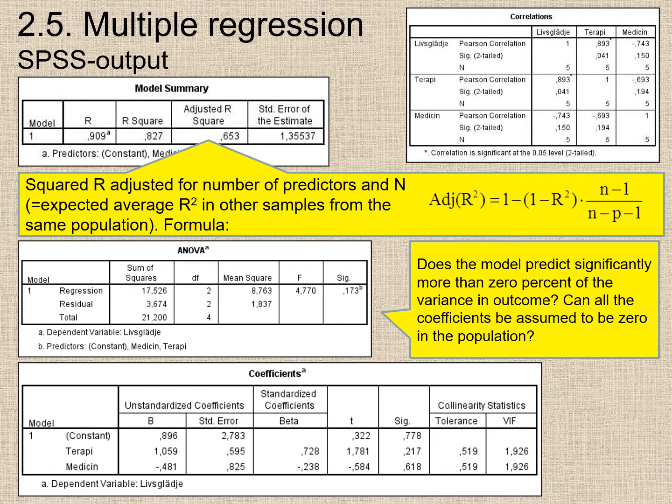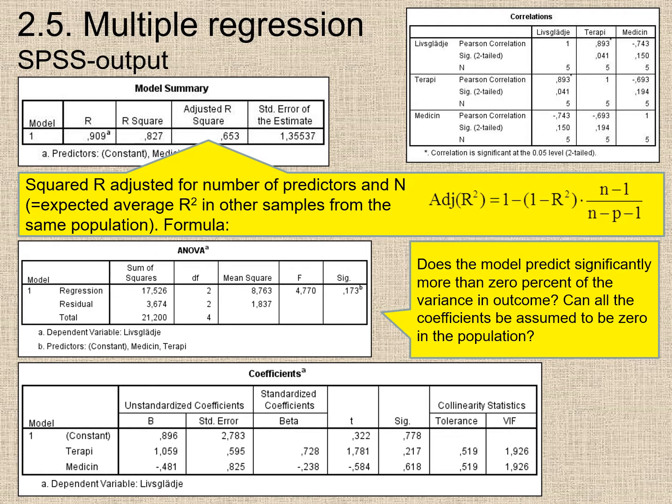Beta coefficients, 0.7 for therapy. How do we interpret that? If therapy increased by 1 standard deviation, we anticipate life satisfaction to increase by 0.7 standard deviations, given that medicine is kept constant. Exactly.